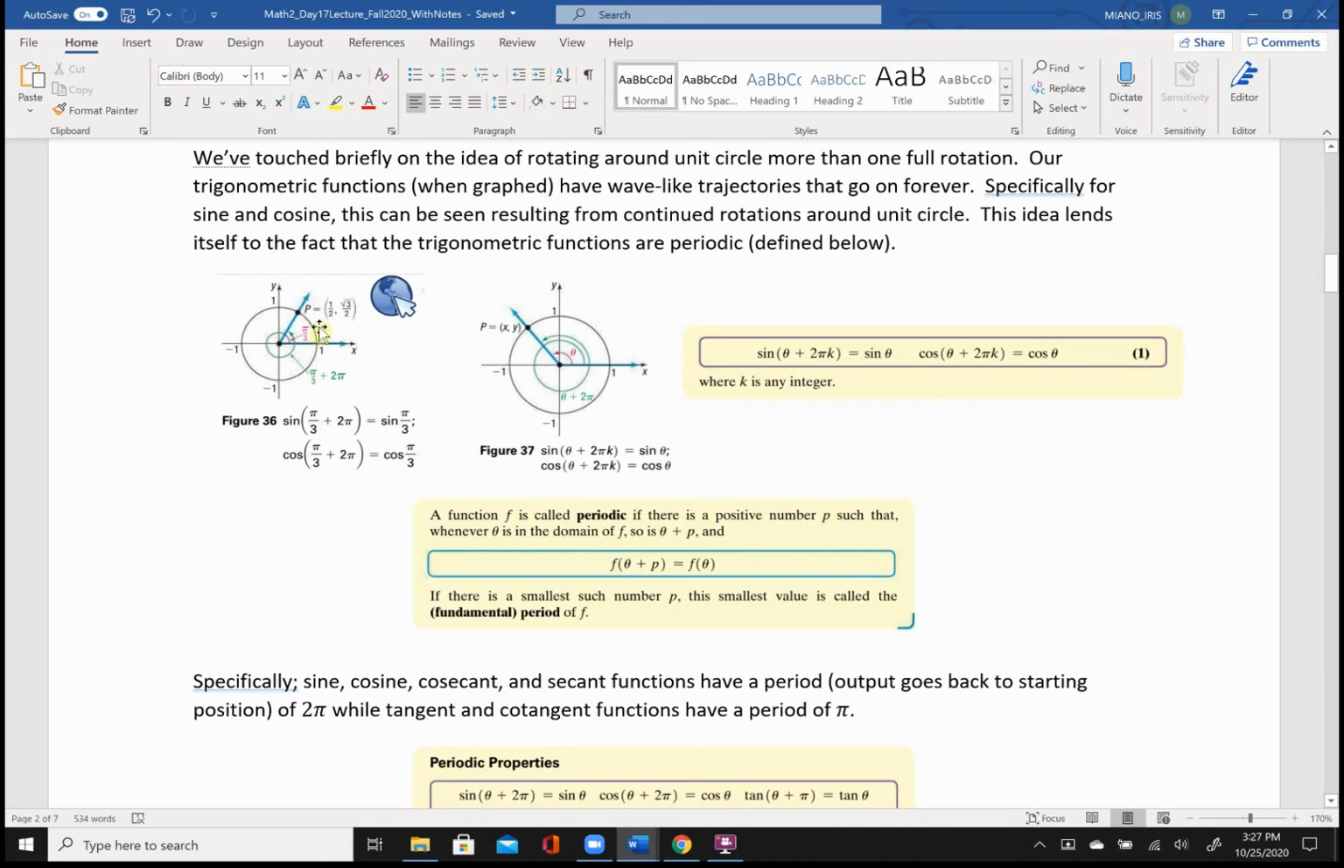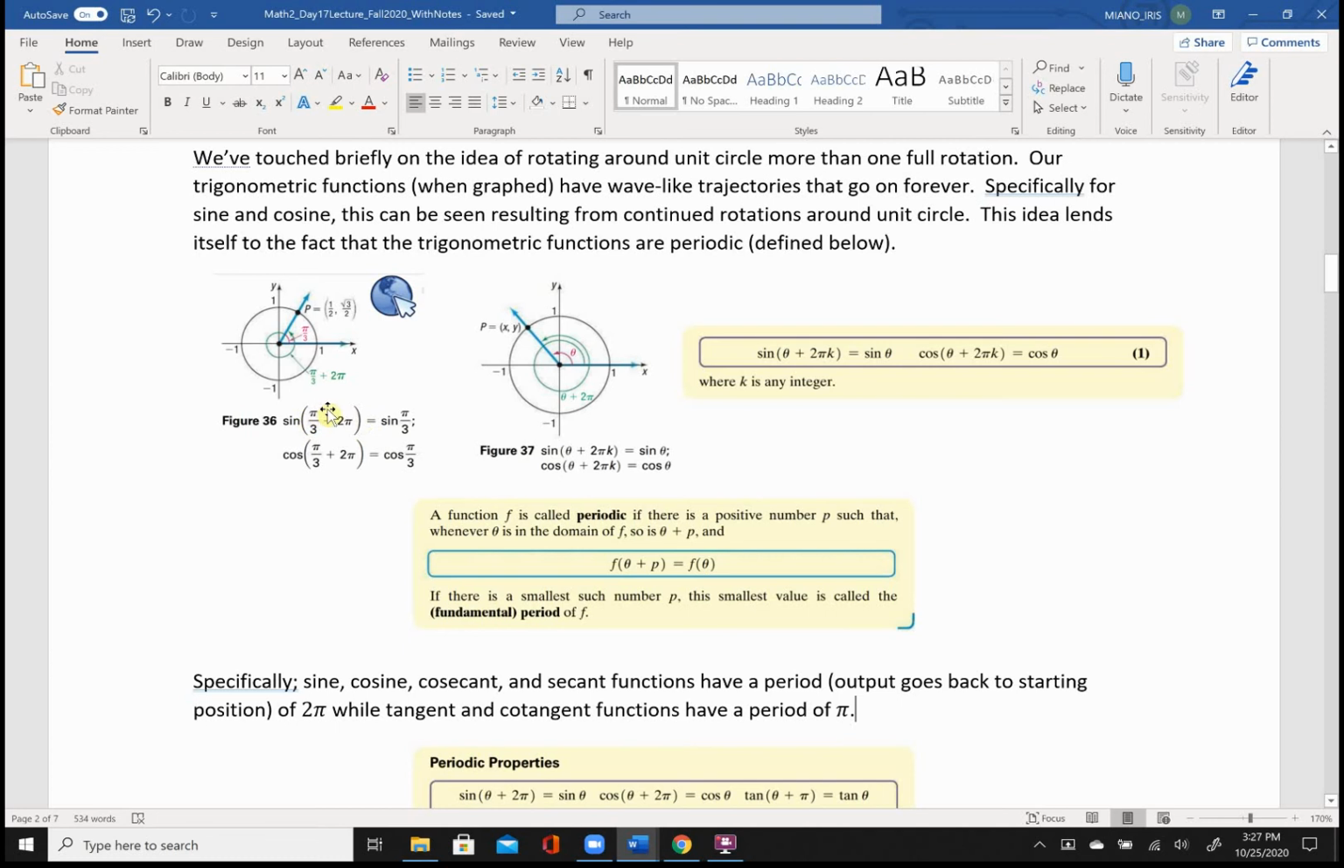So for instance, like you see here in figure 36, this is a specific example. The green trajectory that I'm tracing over with my mouse here goes one full revolution of 2 pi in a rotation plus an additional pi over 3, right? Which is the same as saying 7 pi over 3, I think is the way you can define this initially.